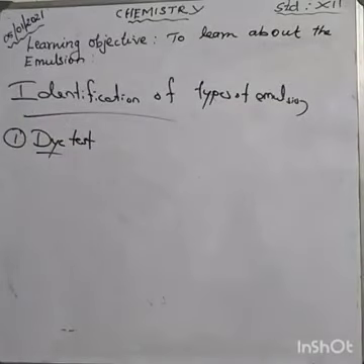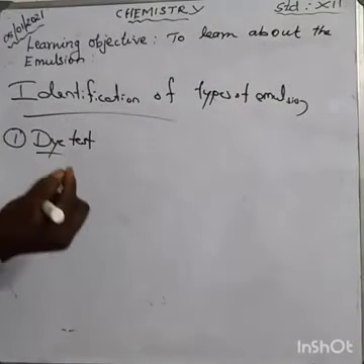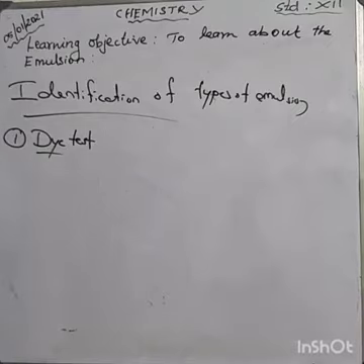Dye test. Here, a small amount of dye soluble in oil is added to the emulsion. Now the emulsion is shaken well. The aqueous emulsion will not take the color, whereas the oily emulsion will take up the color of the dye.